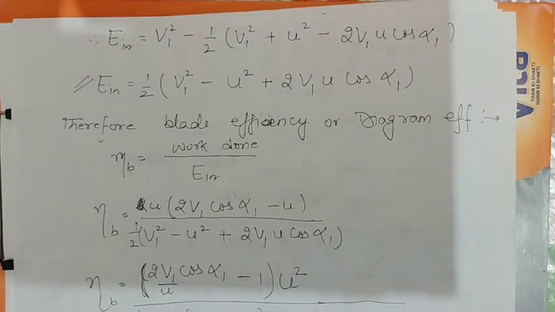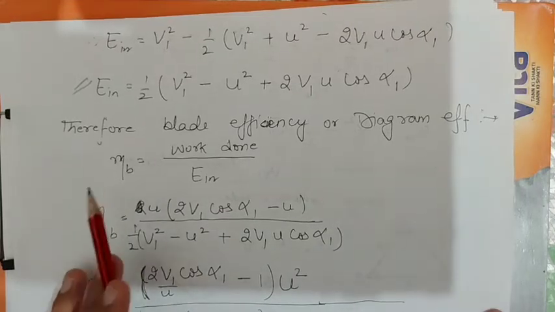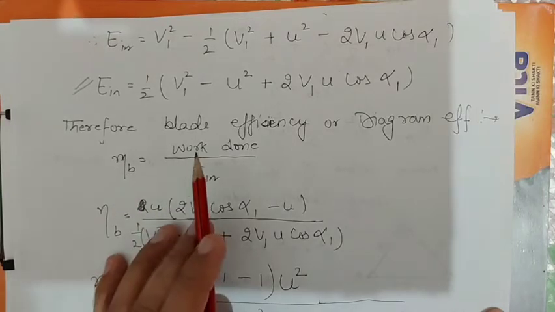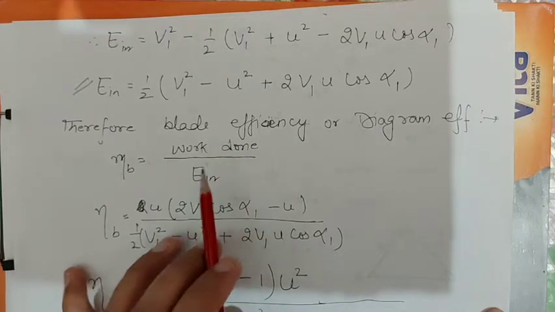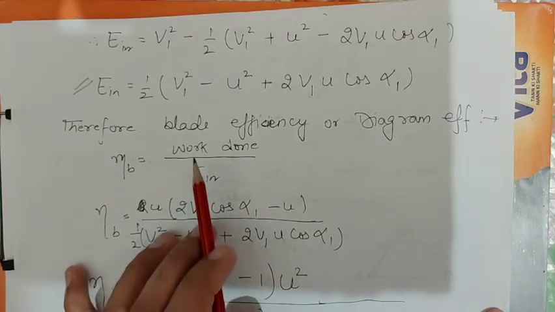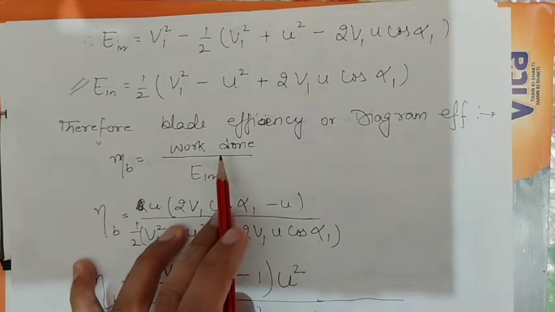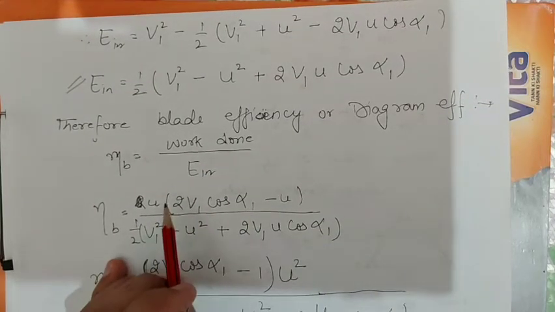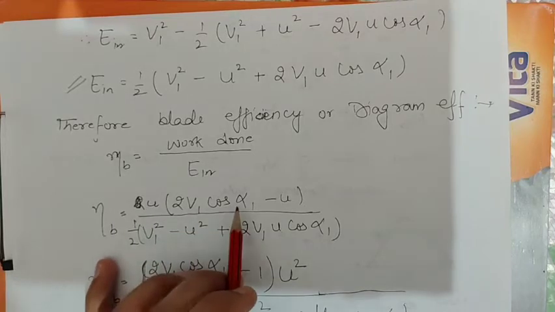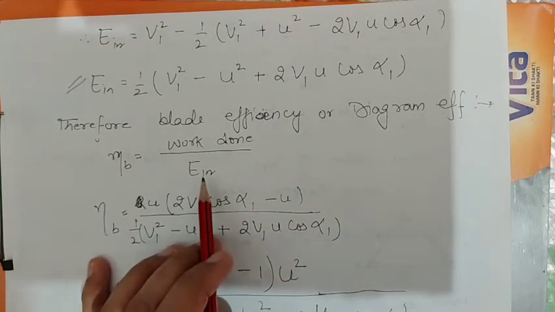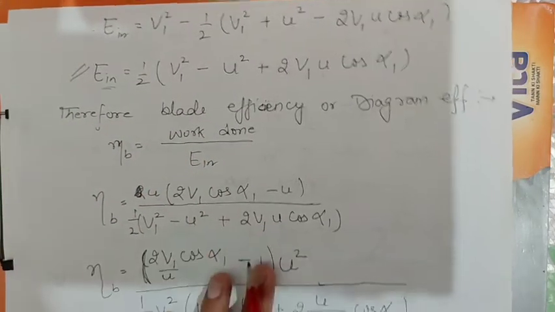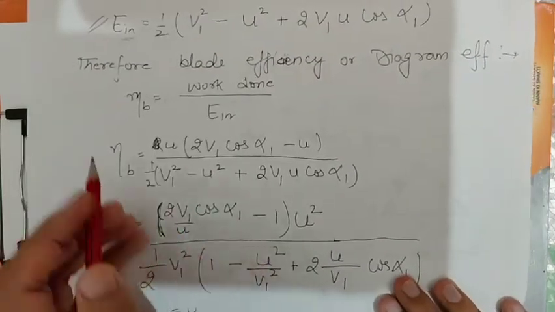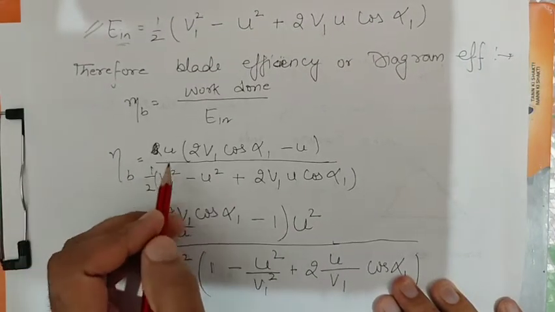Now the next target is to find out the blade efficiency or diagram efficiency. We know that blade efficiency is defined as work done on the blade divided by energy input. For the work done, we have found work done is equal to U times (2 V1 cos alpha 1 minus U). And what is the value of energy input? That is this one. We place these two values in this equation and get the final relation: blade efficiency is equal to this.